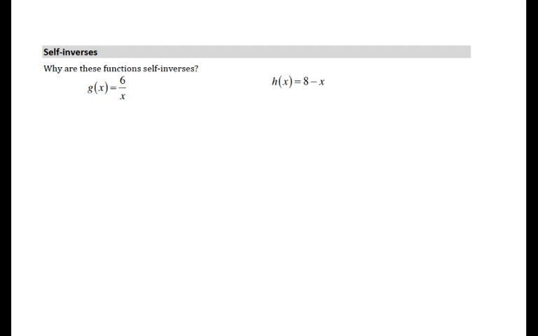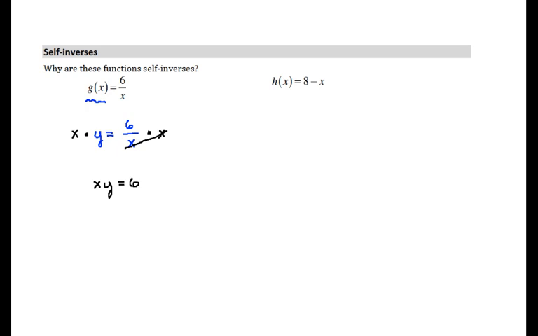So we're going to look at these two forms. These are the most common and simplest forms that come up of self-inverses. We're going to look at these two forms and see why it is that they are their own inverses. If I take this g of x and just replace g of x with y to write it as y equals 6 over x, and I'm not trying to find the inverse yet, I'm just trying to illustrate something. If I clear the denominator by multiplying both sides by x and write this in a different form, these x's cancel and I end up with x times y is equal to 6.